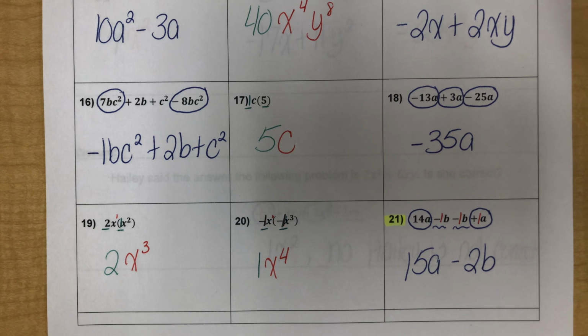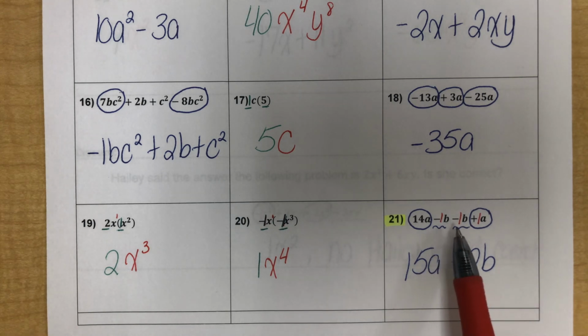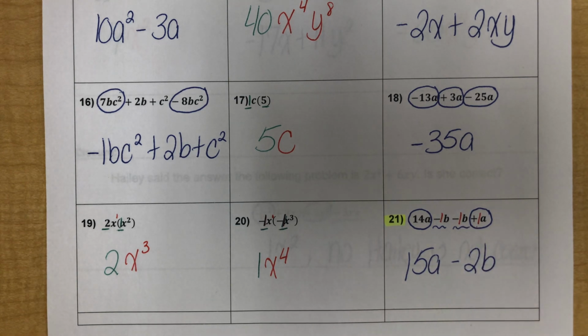Okay, and now you can see 16 through 21. Again, 21 might have been a little tricky just because it looks like there's no coefficient on all 3 of these terms, but really there is. It's an invisible 1.